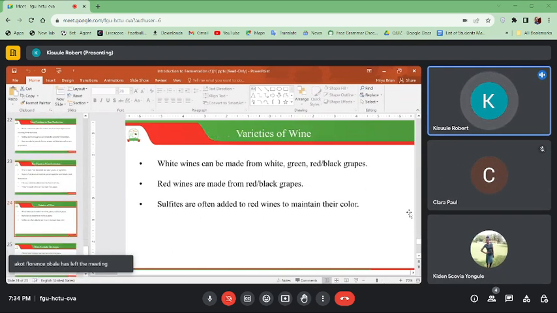Okay, so the varieties of wine, we are looking at white wines. These can be made from white, green, and red or black grapes. And also the red wine, these can be made from red and black grapes. Grapes are really something that could come in handy if you want to engage yourself into this agricultural production business. You could get a lot of money once you start farming grapes.